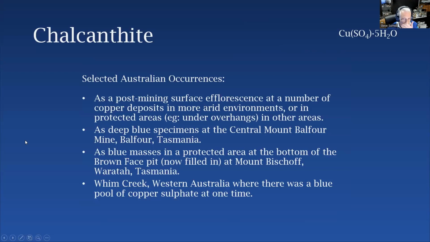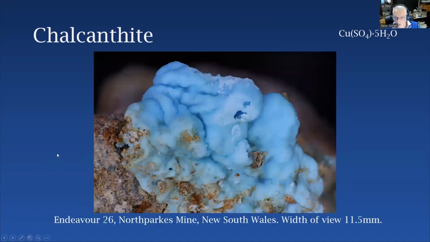A fairly common post-mining mineral, chalcanthite, but probably would be more common if it wasn't water soluble. So it does occur in quite a lot of dumps and so on around Australia in copper mines, just as an efflorescence, and generally looks sort of pale blue, crusty material like that. I collected that one myself at North Parks.